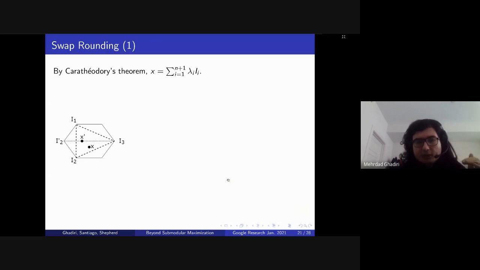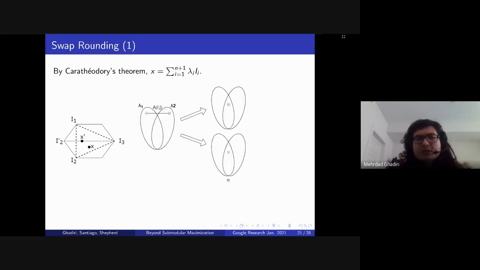So the weight of I1 and I2 were lambda 1 and lambda 2. The weight of I2 prime would be lambda 1 plus lambda 2. So how does the merge go? The merge goes like this. We have these two bases of the matroid. Each of these ellipses I'm showing here is one of the bases of the matroid, and they have some intersection and some parts in their symmetric difference.